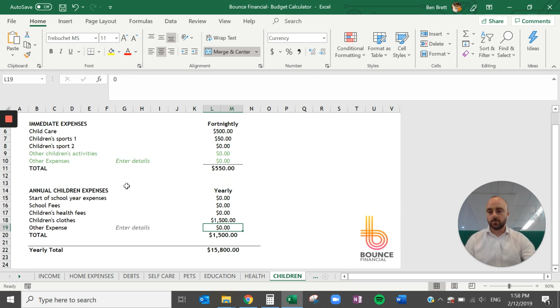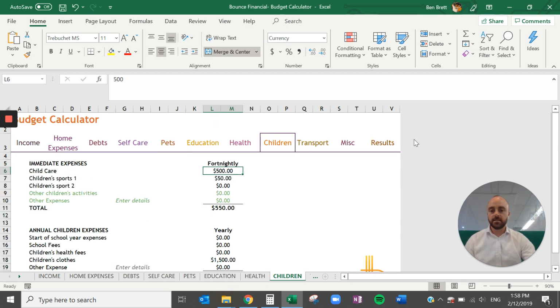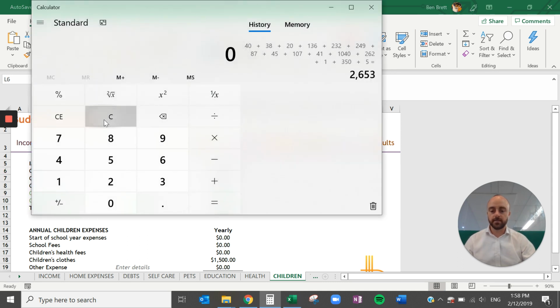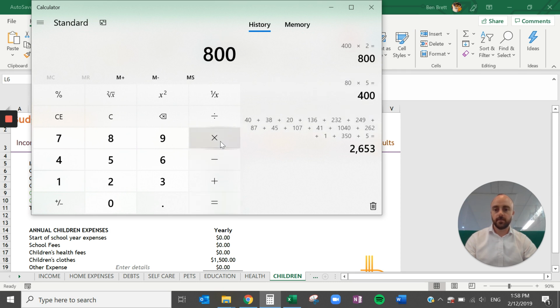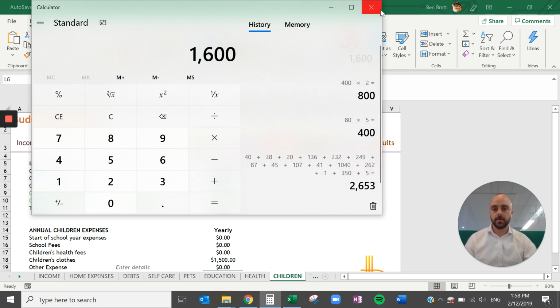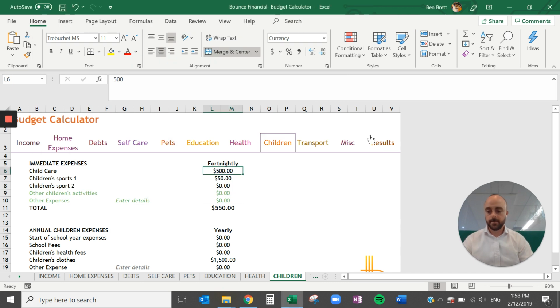And they're in daycare in my example. So let's make daycare a little bit higher to make it more reflective of what it would cost. So $80 is a pretty standard amount. Let's say 5 days, and then times that by 2. Let's say 2 children, and then times by 2 for the fortnight. Let's say $1,600. Let's do children's sport a little bit higher.